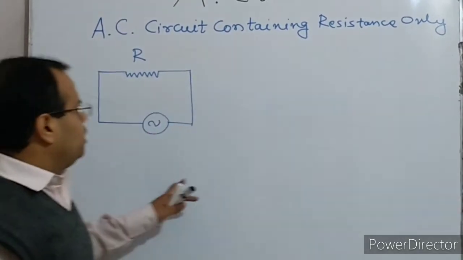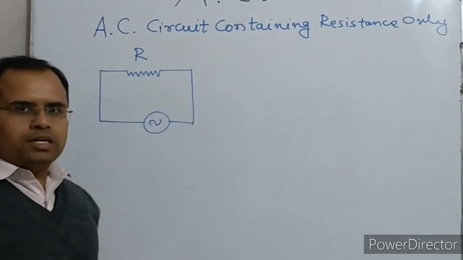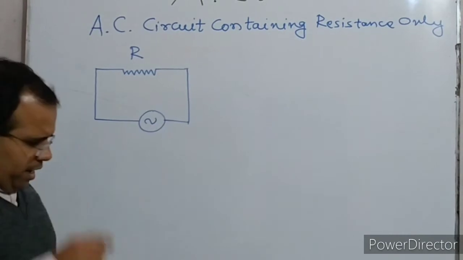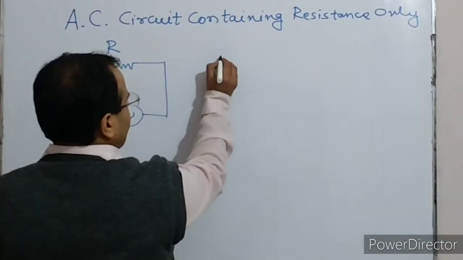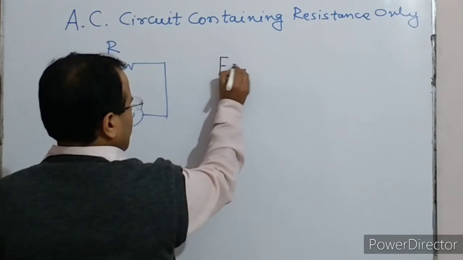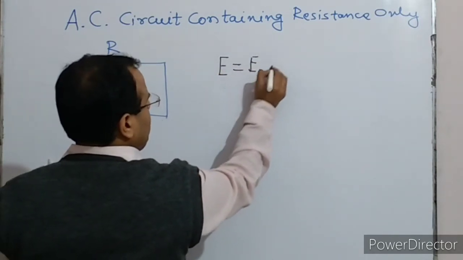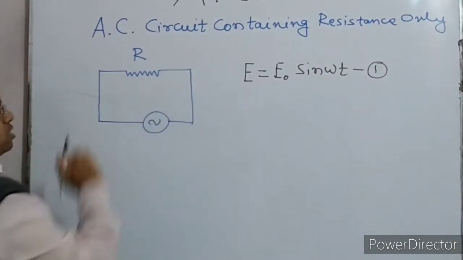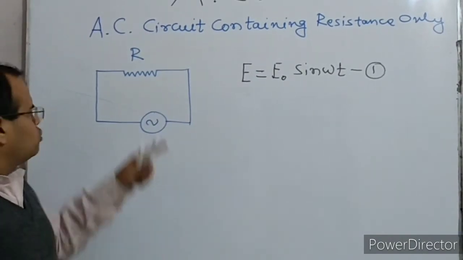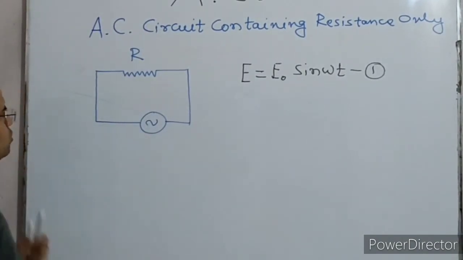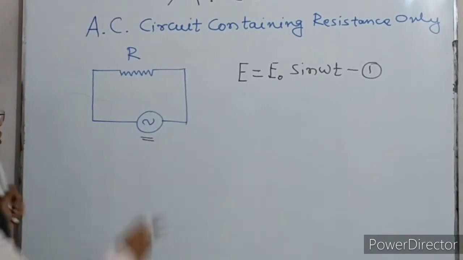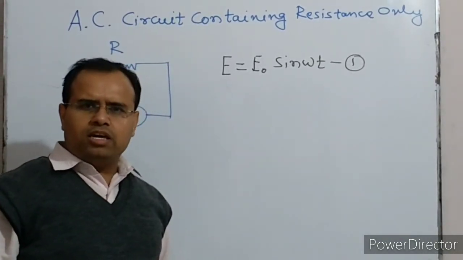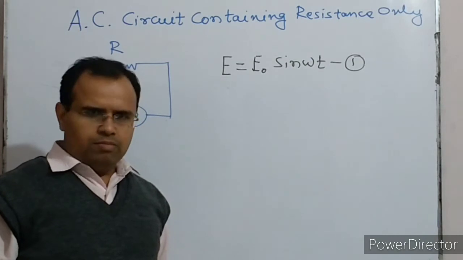Now we will study how the alternating circuit behaves when only the resistance is connected in it. Let us consider that there is an alternating EMF which is given by the equation E equals E naught sine omega t. Here in the circuit you can see one resistor of resistance capital R is shown, and this is how we denote the alternating EMF.